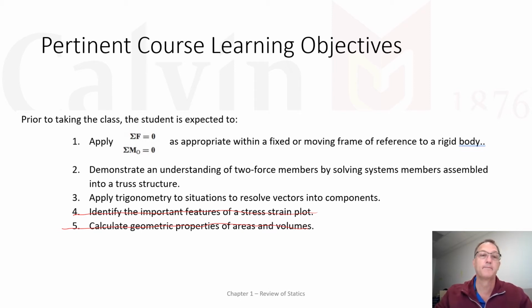This is from the header. Prior to taking the class, students are expected to be able to apply those two equations within a fixed or moving reference frame to a rigid body. Demonstrate understanding of two force members by solving systems which are assembled from two force members, so solving a truss structure. And then you've got to be able to apply trig. You've got to be able to apply trig to calculate, is it a sine, is it a cosine, is it a tangent? You've got to be able to use your trig functions. So those are our pertinent equations and our pertinent course learning objectives.